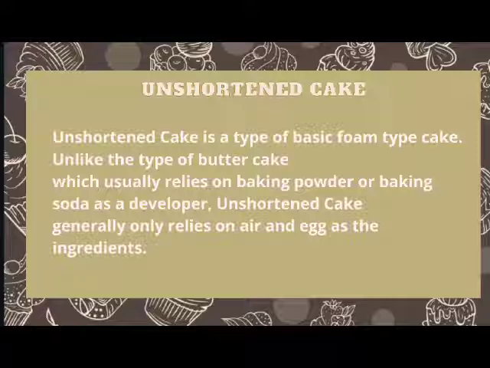Unshortened cake is a type of basic foam type cake, unlike butter cake which usually relies on baking powder or baking soda as a developer. Unshortened cake generally relies on air and egg as the ingredients.